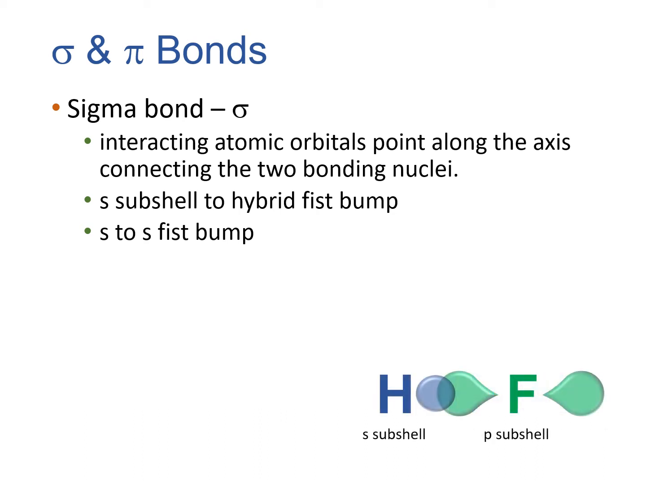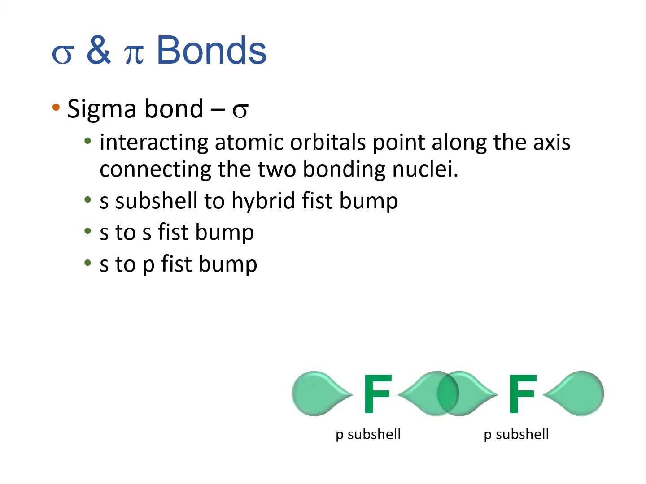What if we have hydrogen and fluorine coming together? Well, the active electrons for fluorine are in its p subshell. The active electron for hydrogen is in its s subshell. What do you think we're going to call this fist bump? We're going to call it an S to P fist bump. What if we put two fluorines together? Well, one fluorine is involving its p shell, the other one is involving its p shell, and you got it. They're going head to head in a P to P fist bump.